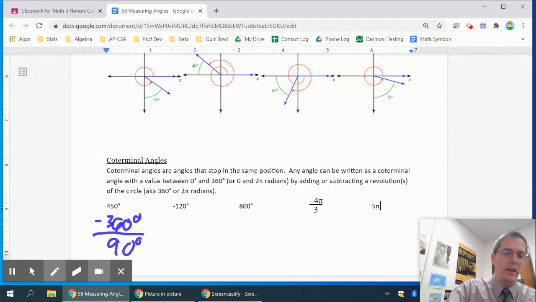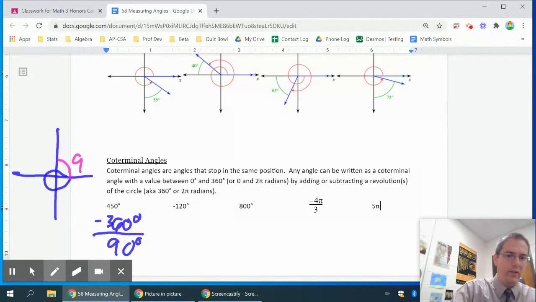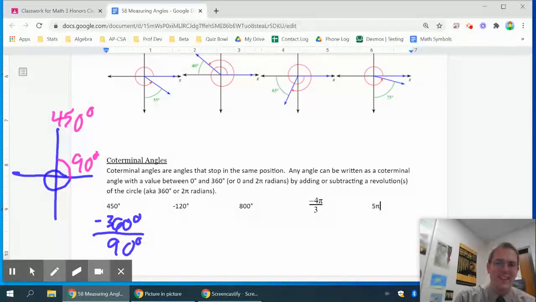had something that rotated 450 degrees, all that's really saying is I go all the way around and then I go an additional 90 degrees, and that's the same thing as this whole thing, which would also be 450. So you're basically just getting rid of the extra rotation to figure out where it actually lands, because any angle can be written so that it lands somewhere between 0 and 360.